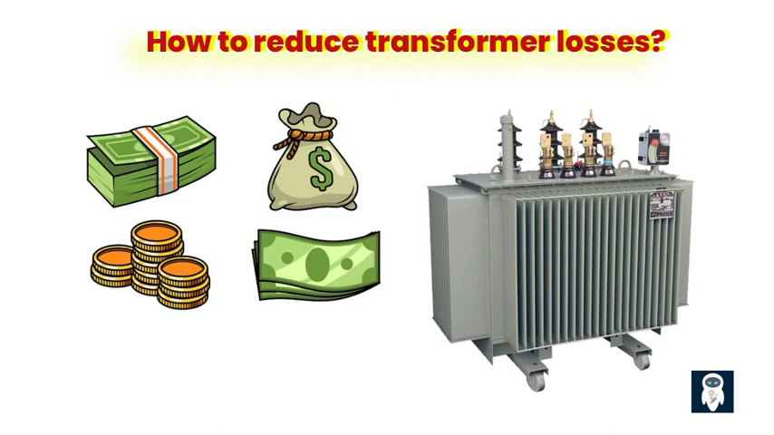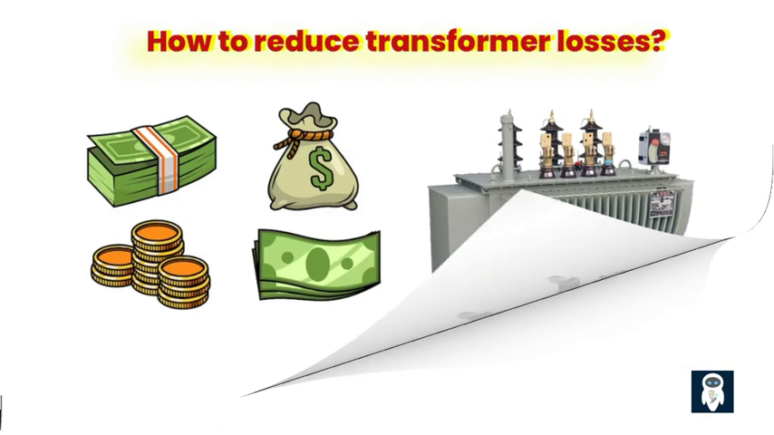Overall, reducing transformer losses requires a combination of careful design, material selection, maintenance practices, and efficient operation. By implementing these strategies, it is possible to enhance transformer efficiency, minimize energy waste, and contribute to a more sustainable and reliable electrical power system.